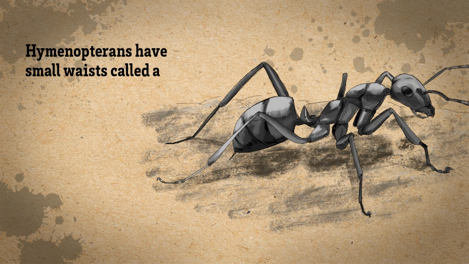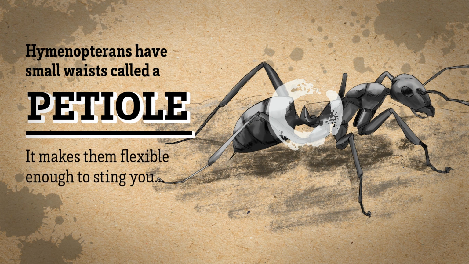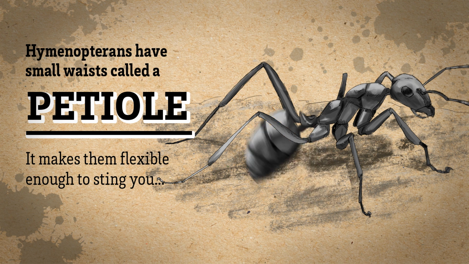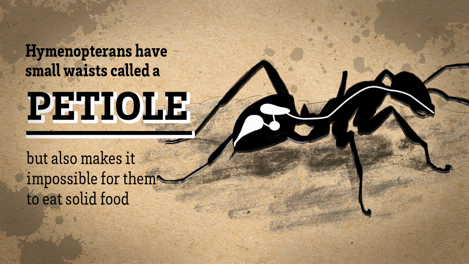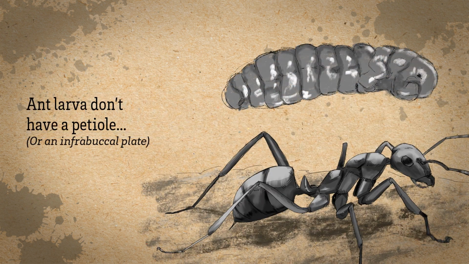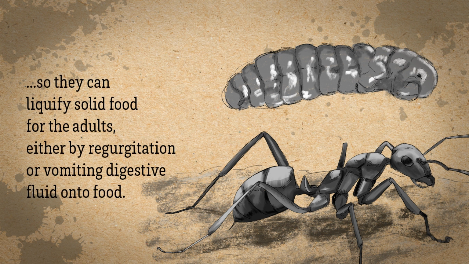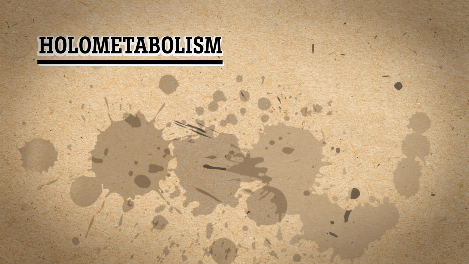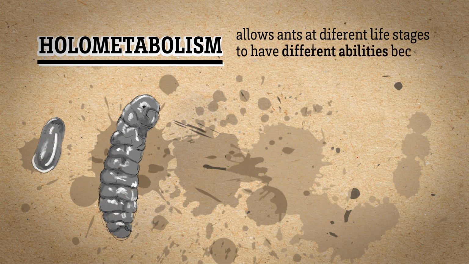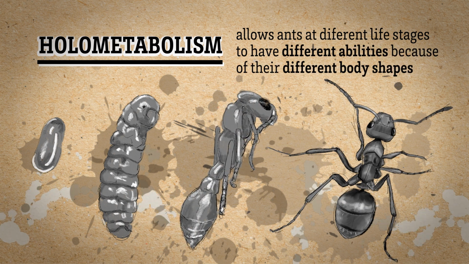Hymenopterans have a small waist called a petiole. This gives them the flexibility to sting, but also makes it impossible for them to eat solid food. Ant larvae don't have a petiole, so they can eat solid food and liquefy it for the adults, either through regurgitation or vomiting digestive fluid onto food. So holometabolism allows ants at different life stages to have different abilities because of their different body shapes.